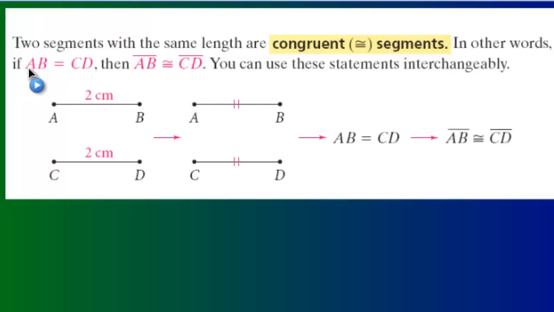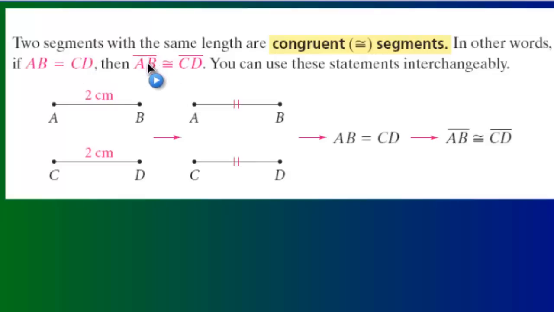In other words, if AB is equal to CD, notice that there's no segment symbol and it's just an equal sign here. What they're talking about in this case, when they're equal, is the lengths of them actually being equal. The 2's are equal. That's what this means. This 2 equals this 2.